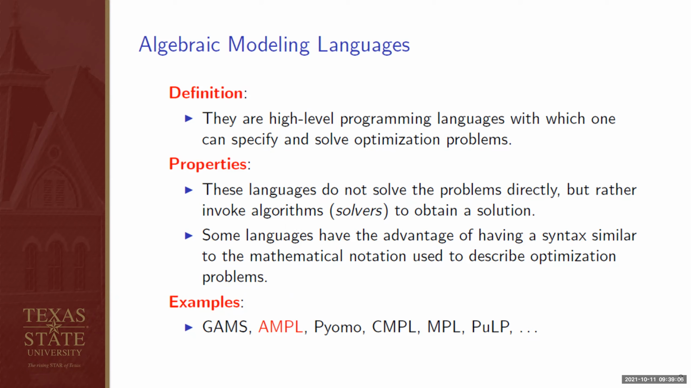So I have a list of commercially available software here. You can search by yourself on Google. You'll find their webpage. But today we're going to focus on Ample. Ample is one of the software that is most widely used in industry and also in research. So that's why we are going to focus on it.